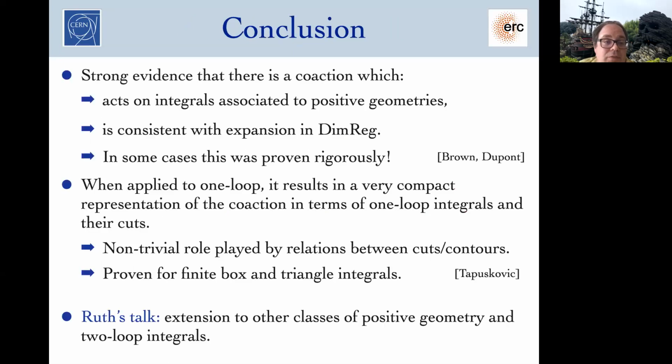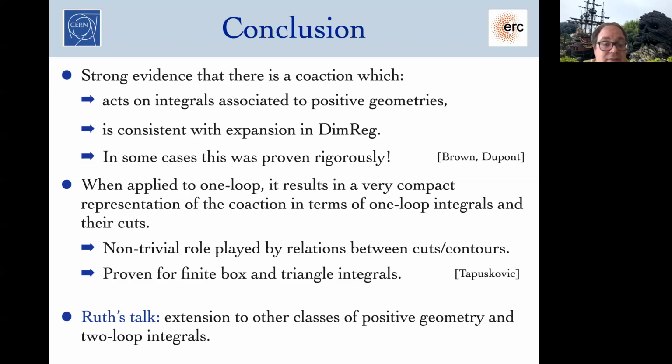Okay, but that brings me to the end. I hope I have convinced you there's strong evidence that there's a coaction which acts on integrals associated to positive geometries, and which is consistent with the expansion in dim reg. So if you regulate your positive geometry integrals in dim reg, expanding in epsilon, then computing the coaction, or applying this formula for the coaction that I showed you, is the same thing. And this can even be proven, or was proven already in some cases, rigorously. Ruth may mention that in the work by Brown and Dupont.